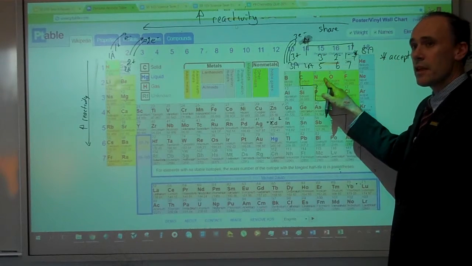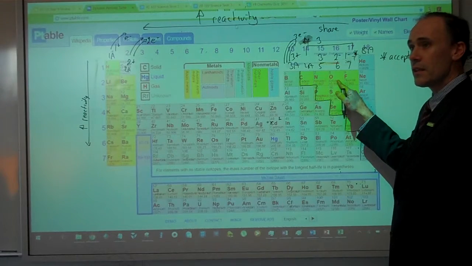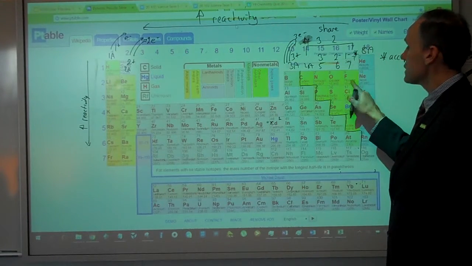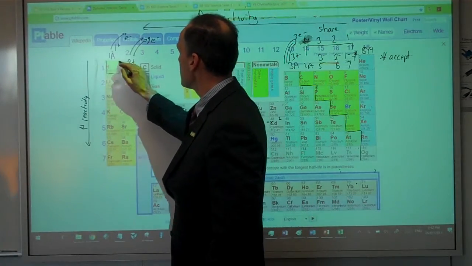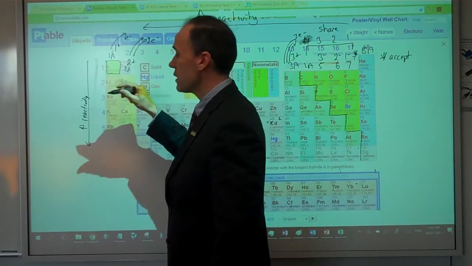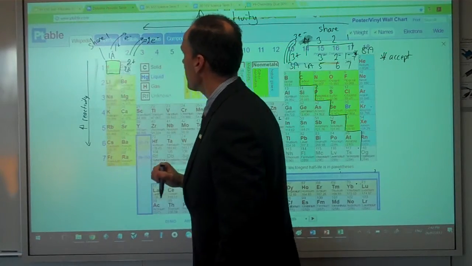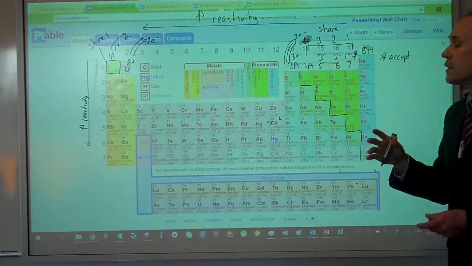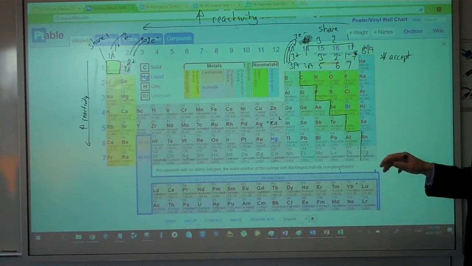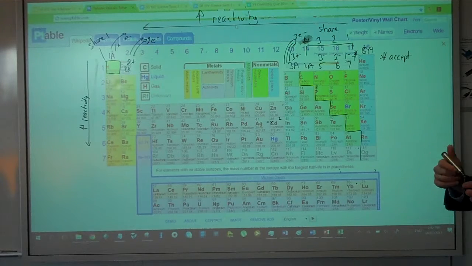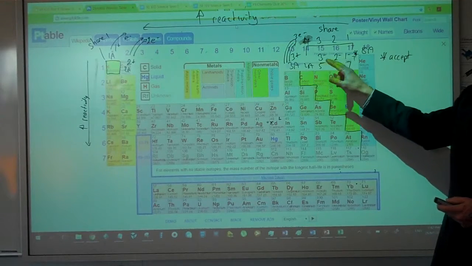Group 5 share how many? 3. Group 6 share how many? 2. Group 7 share how many? 1. Hydrogen is part of that as well. And so hydrogen can interact and it will also share 1. Okay? And so hydrogen can work on this side of the periodic table as a covalent bond or as an ionic bond.